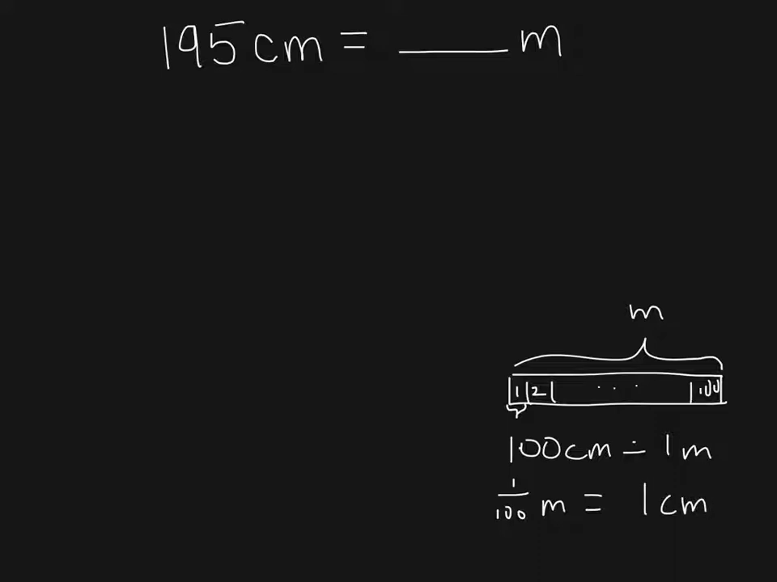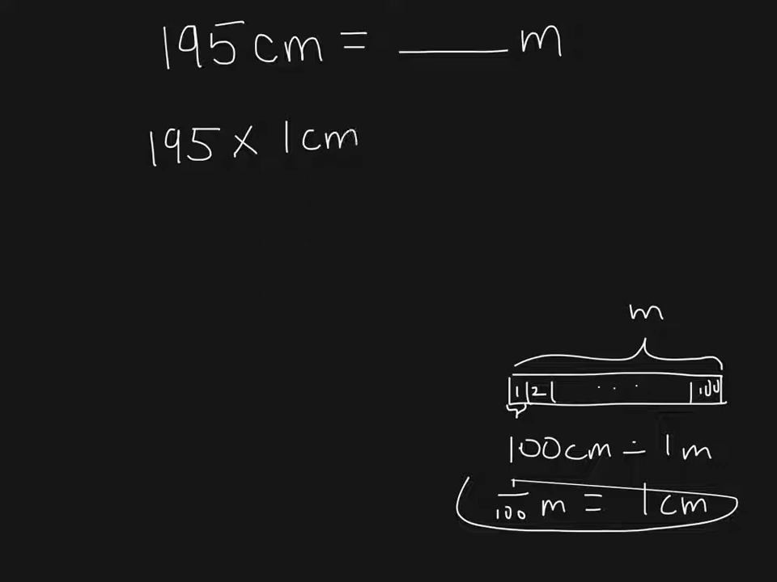Okay, those are equivalent. 1/100th of a meter, because if I divide a meter into 100 parts, each one of those parts is 1 centimeter. So now I have the equivalency that I'm going to need to solve this problem going through our normal steps. So 195 centimeters is the same as 195 copies of 1 centimeter.